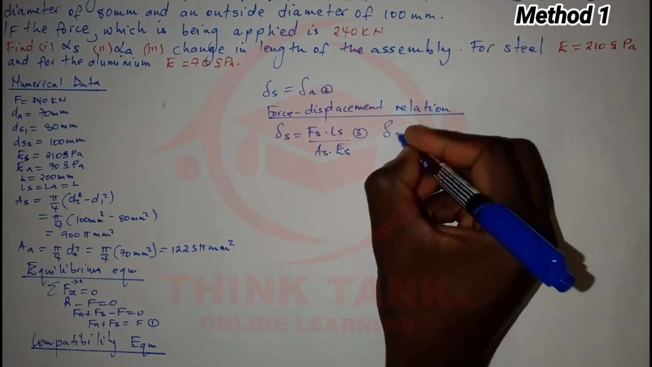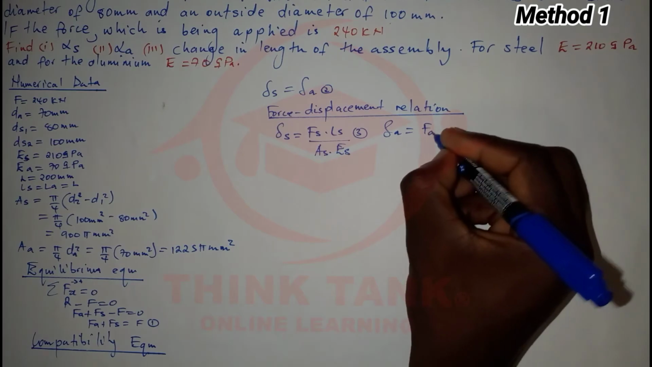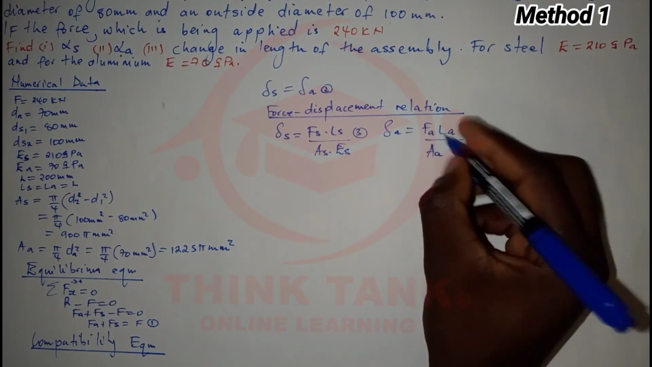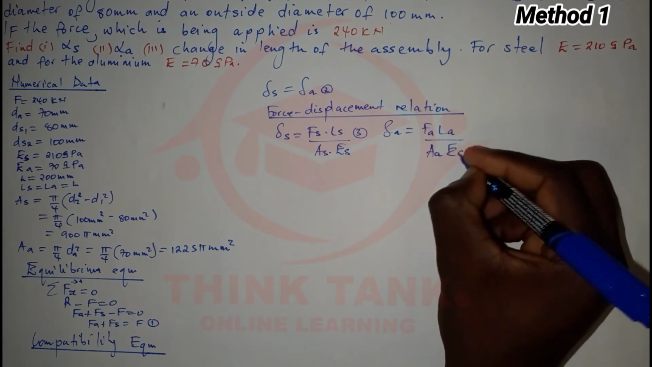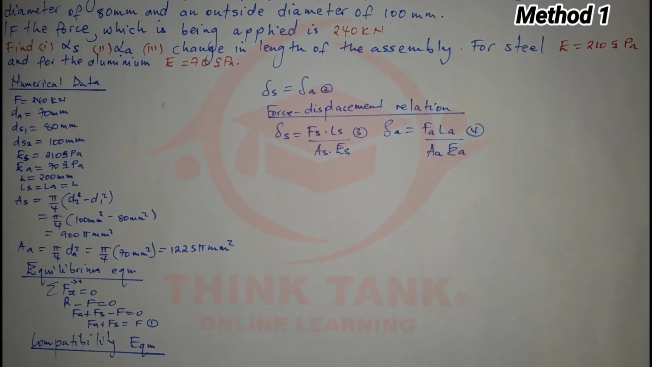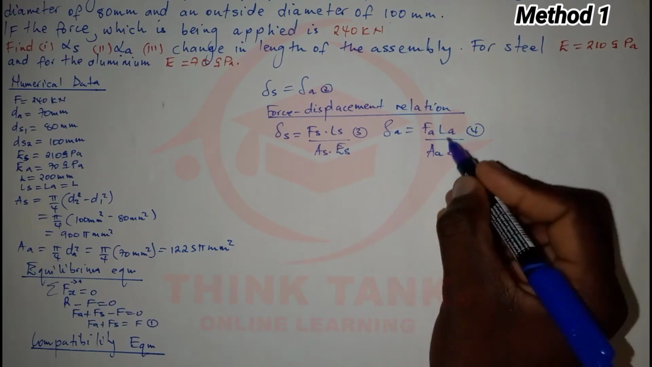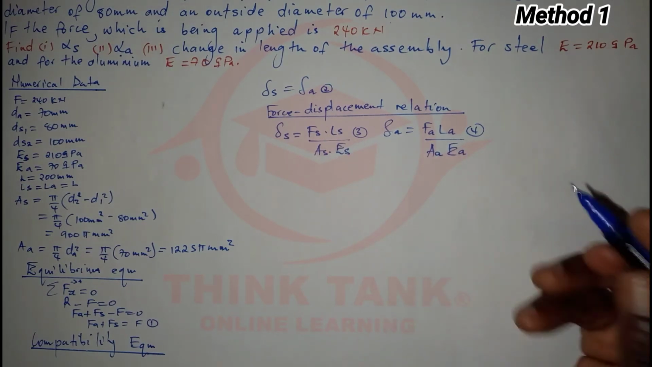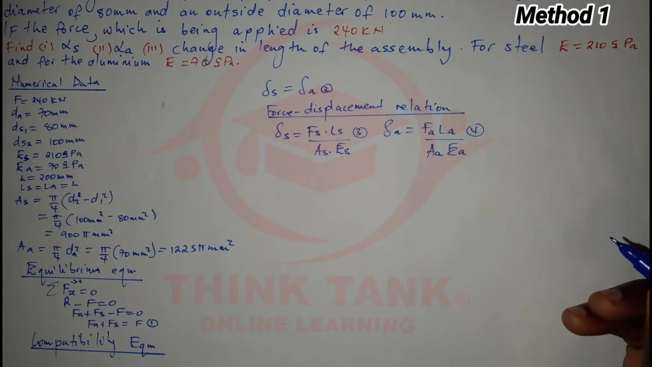And the change in length of the aluminium is going to be the force, which is FA, times the length LA, divided by the area of the aluminium times the Young modulus of the aluminium. I'm going to call this equation 4. So now we have 1, 2, 3, 4 equations and two unknowns. So I think if we use algebra here, we can solve them.